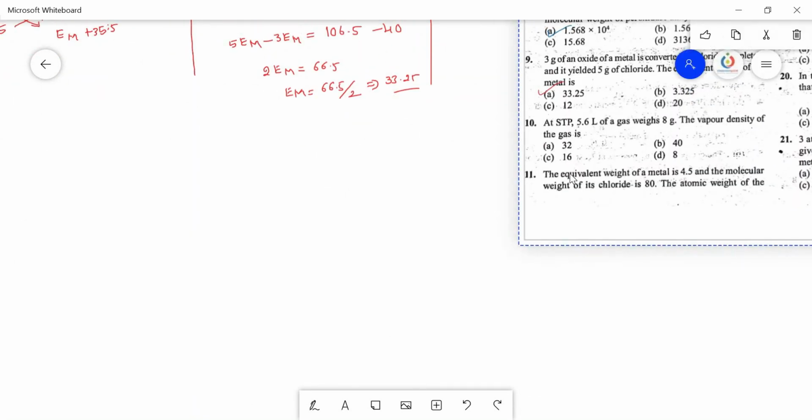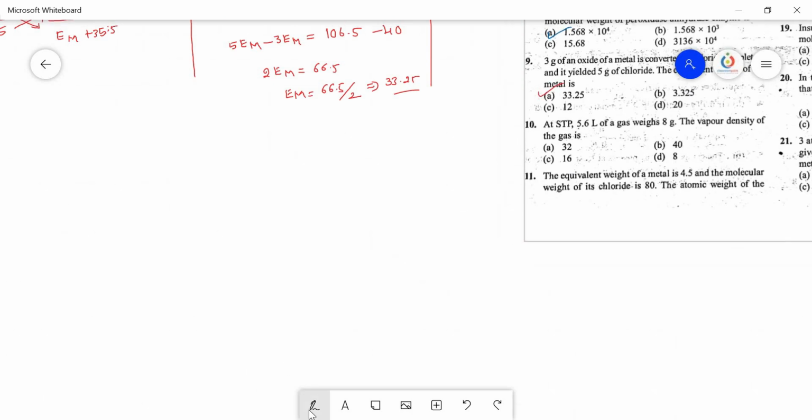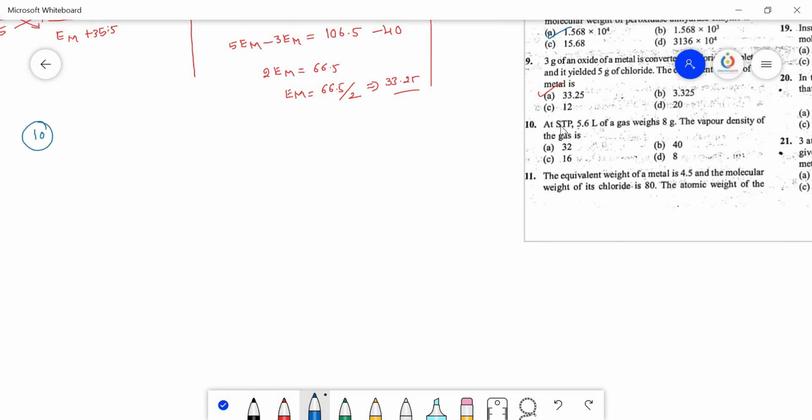Let's solve the question number 10 now. At STP, 5.6 liters of a gas weighs 8 grams. The vapor density of the gas is. So, vapor density formula we need to know. Whenever you want to calculate molecular weight, it is always equal to 2 into vapor density. That has to be remembered. This is the one formula.